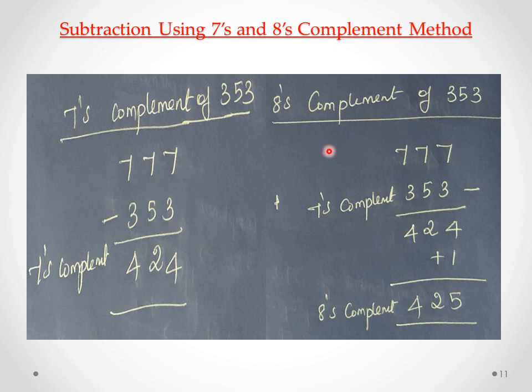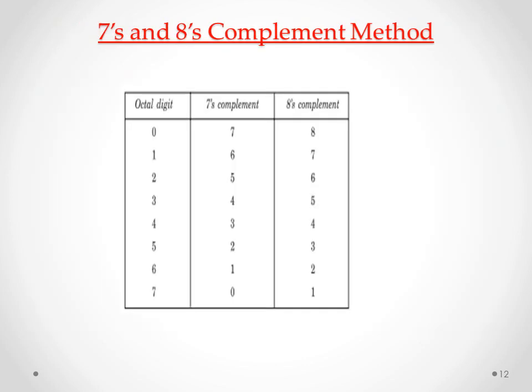Now for getting the 8's complement, we add 1 to the 7's complement answer. That is the 8's complement. So first we subtract 353 from 777, and we get the answer 424. Now this is the 7's complement of 353. Now we are adding 1 to obtain the 8's complement value. So 4 plus 1 is 5, and the answer for 8's complement is 425.